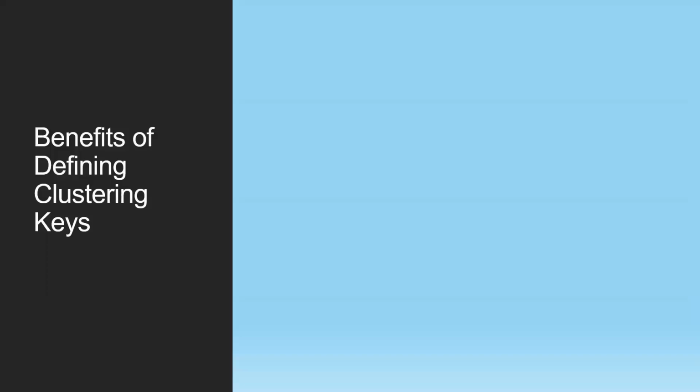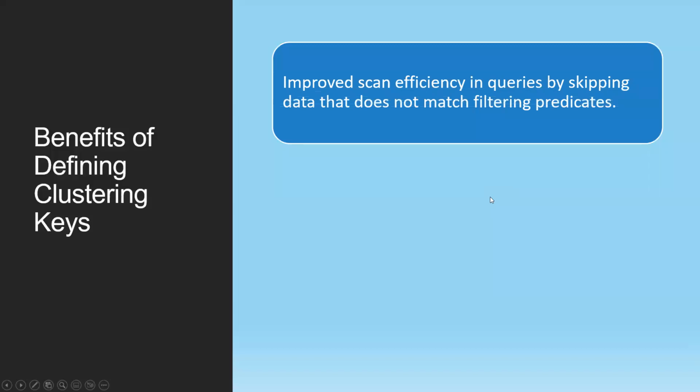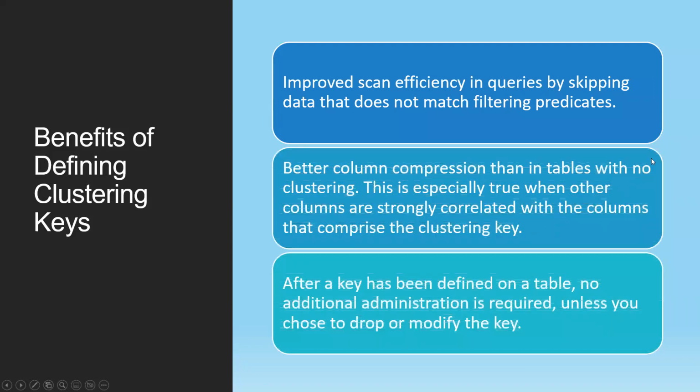And let's talk about the benefits of defining a clustering key. Using a clustering key to collocate similar rows in the same micro-partitions enables a lot of benefits for very huge tables. That includes improved scan efficiency in queries by skipping the data that does not match filtering predicates. And the second one, better column compression than in tables with no clustering. This is especially true when other columns are strongly correlated with the columns that comprise the clustering key.